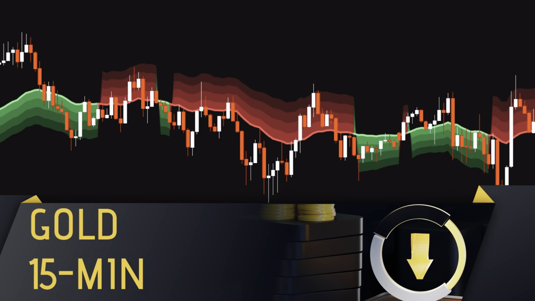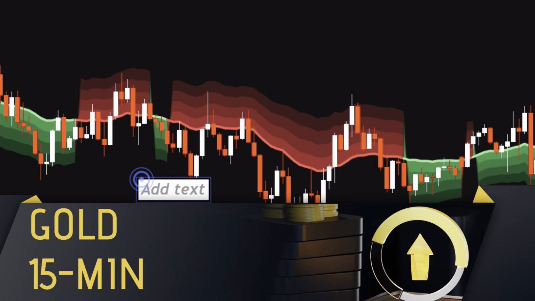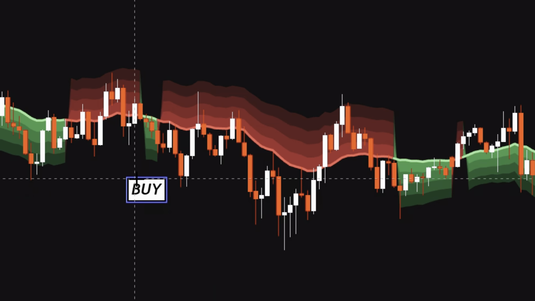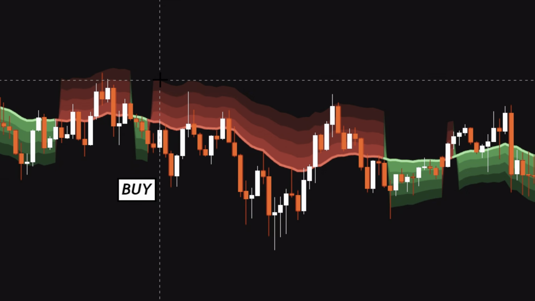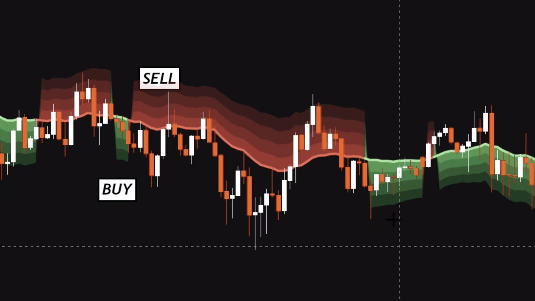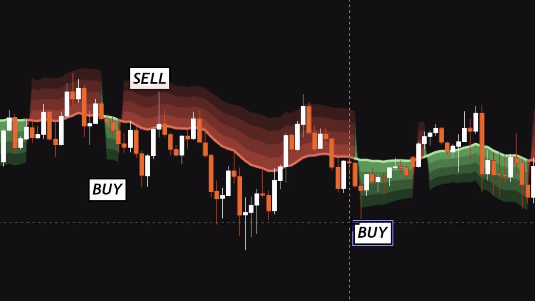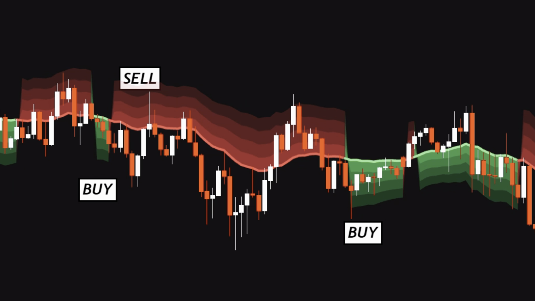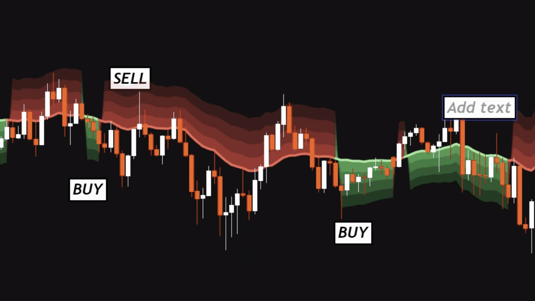Take a look at this gold 15-minute chart. Price is moving sideways, no clear higher highs, no clear lower lows. The market is trapped inside the range. The indicator doesn't truly understand that, so it keeps printing signals. Buy, sell, one after another. And traders keep taking them.